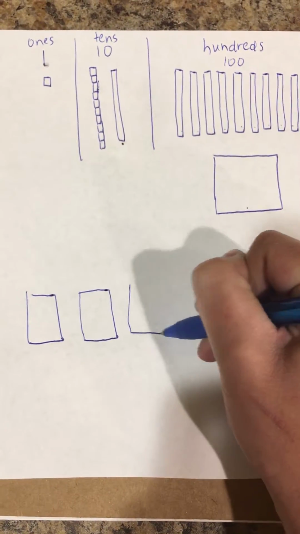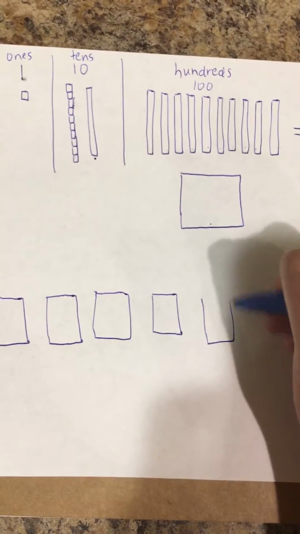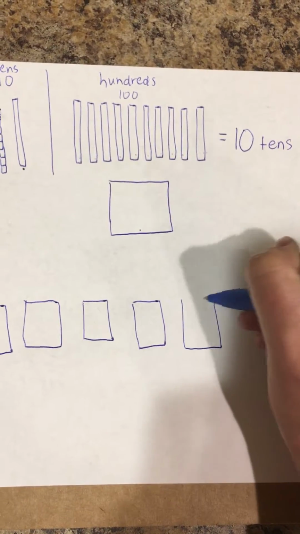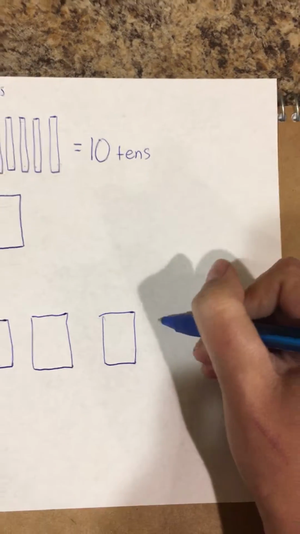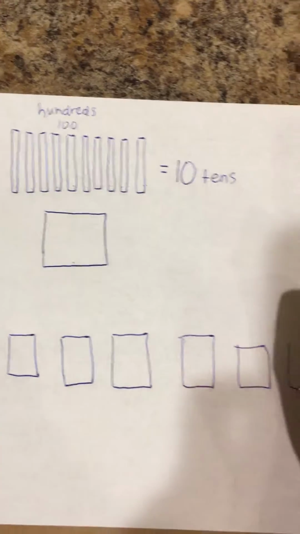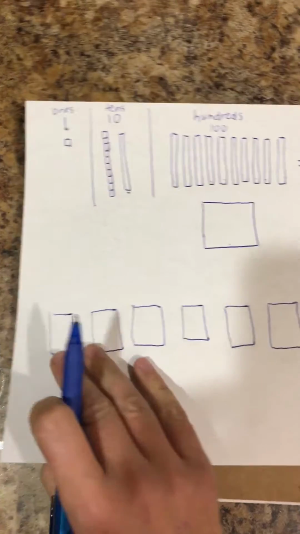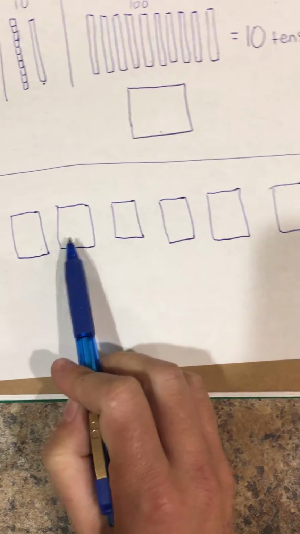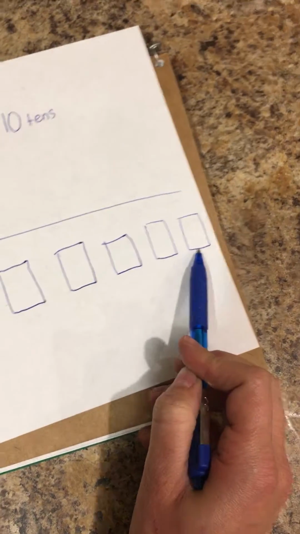200, 300, 400, 500, 600, 700, 800, 900, 1,000. I'll have to get the blocks at school maybe tomorrow, and I'll show you what the physical blocks look like that we used to teach. But we've got now groups of 100, so that's 100, 200, 300, 400, 500, 600, 700, 800, 900, 1,000.